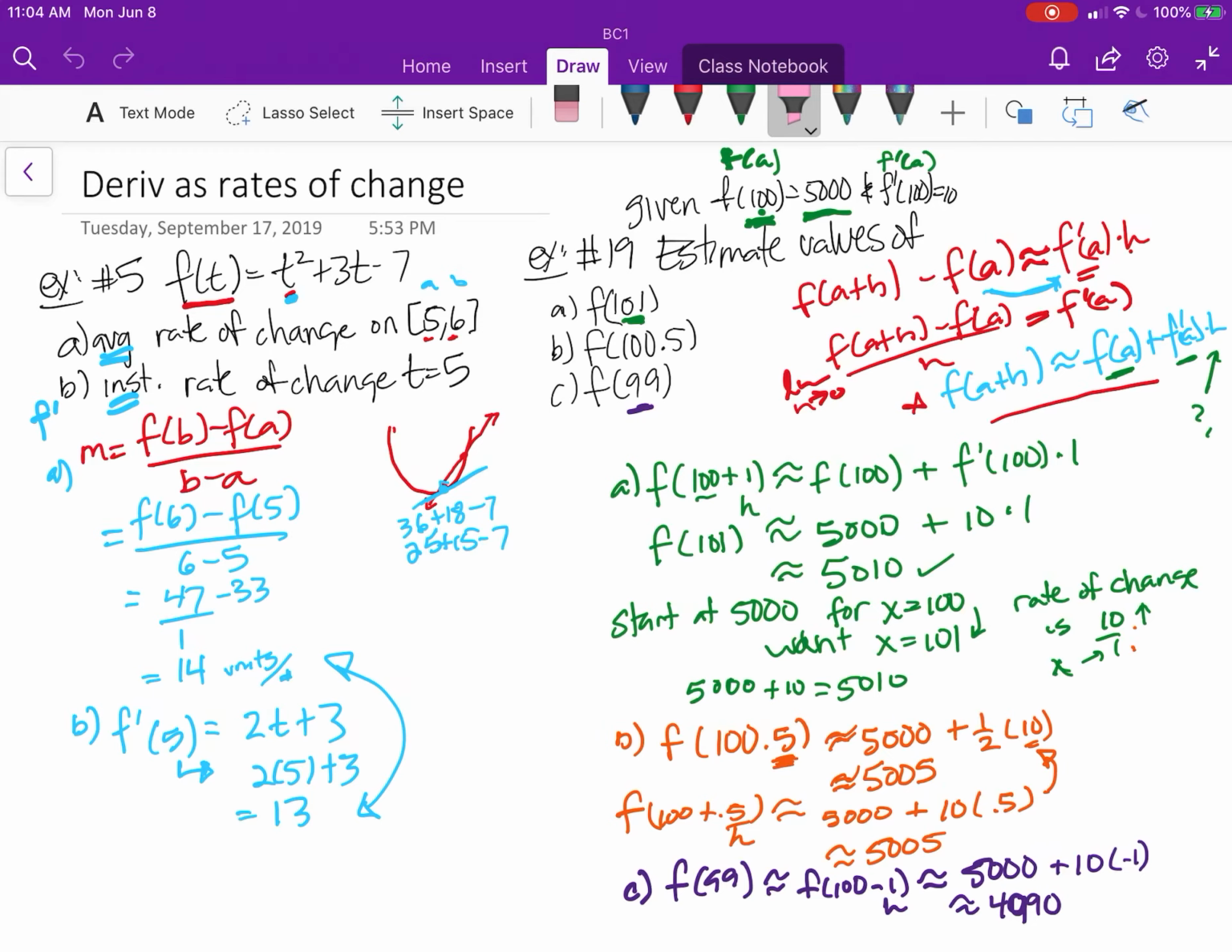Alright, derivative is rates of change. So we know of an old rate of change, which we would often call slope, generically called slope. That's now what we call an average rate of change. Okay, so if we have this function, we're going from 5 to 6 on the x, or the t in this case, right, the average rate of change.